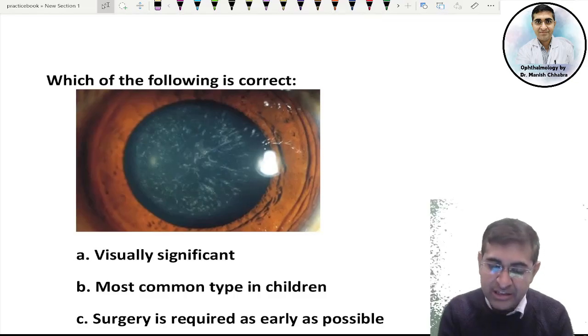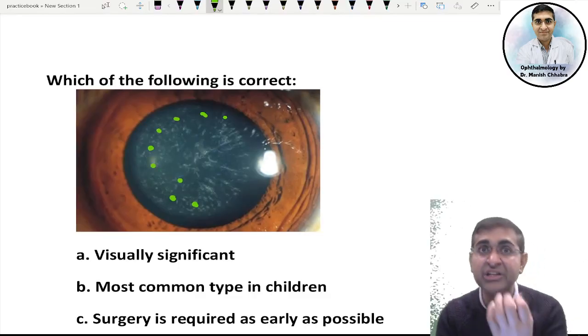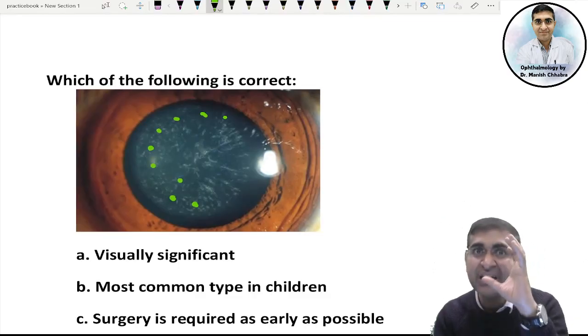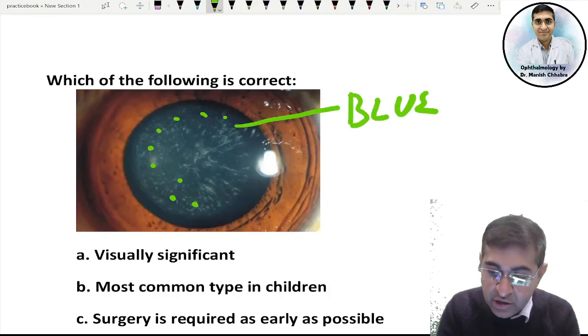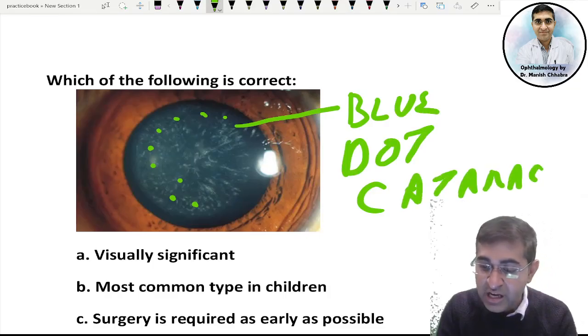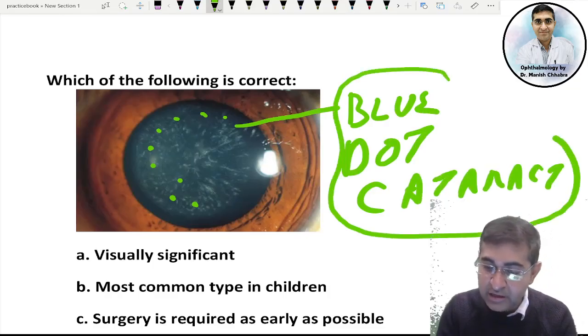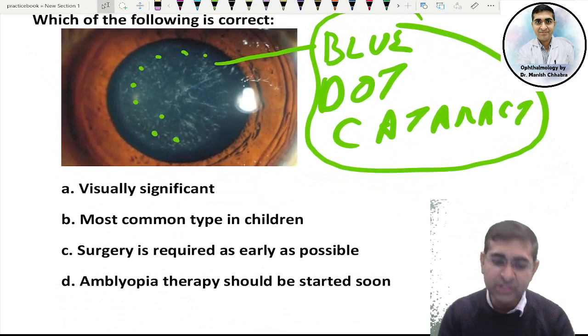Okay, now which of the following is correct about this image? So what is this image? Can you appreciate the small dots? Of course, these dots are increased in size because that is taken via slit lamp. So this is your which cataract? This is your blue dot cataract. Now if you can diagnose this image, spot diagnosis, blue dot cataract, then you are able to answer the questions which are asked.